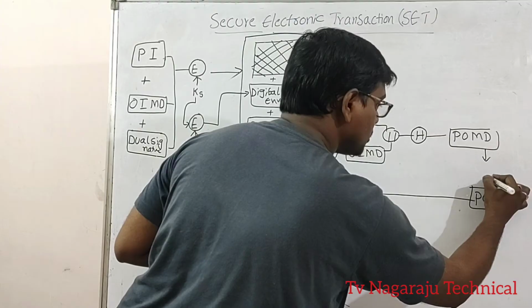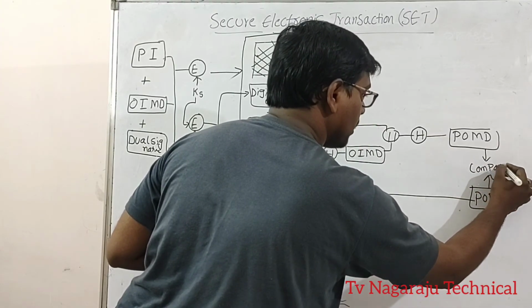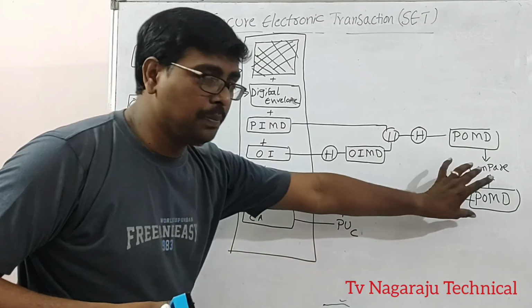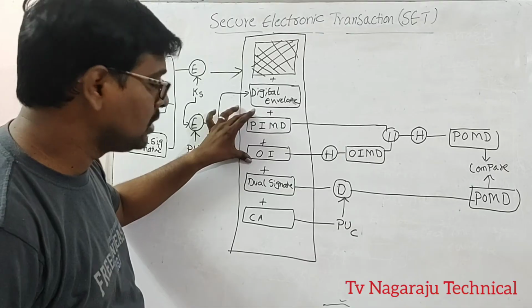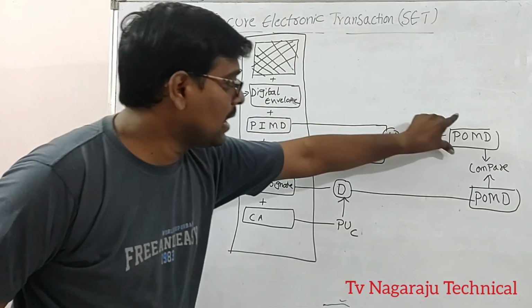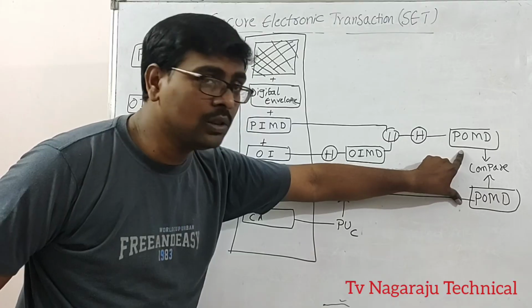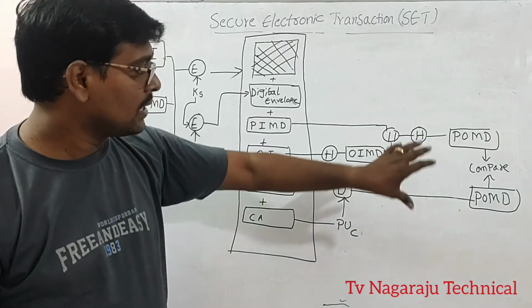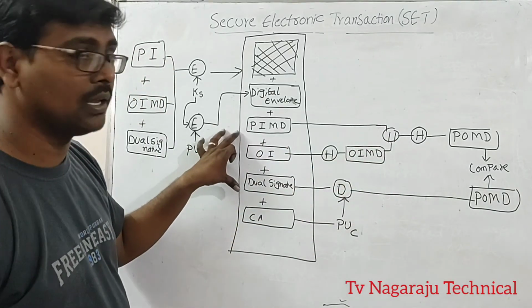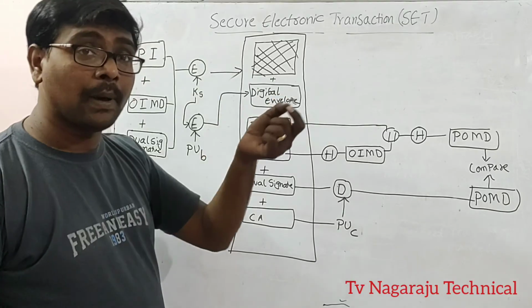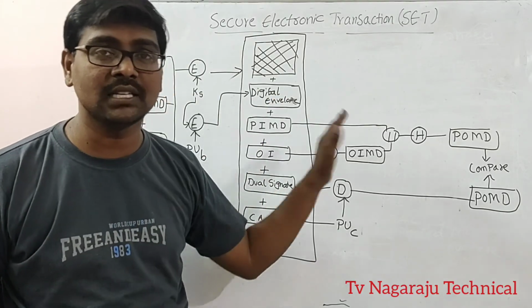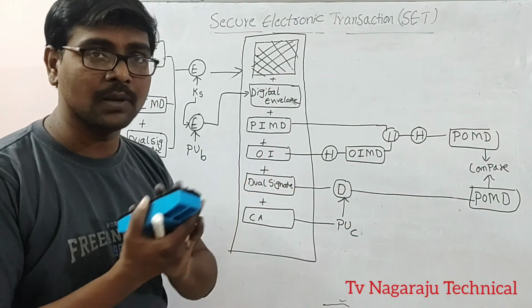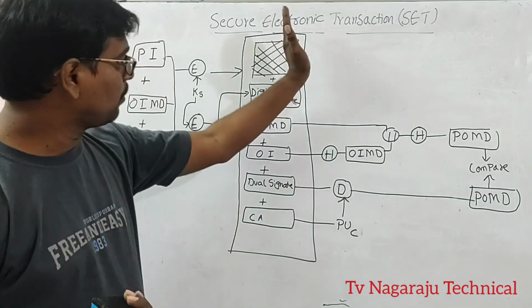Compare these two. I think you understand. Whatever dual signature I received, from that I generate POMD, and I received individual OI and PIMD, from which I am creating the POMD. If both are the same, the integrity of the data is maintained. Yes or no? That is, the merchant receives the correct thing. The merchant receives, that is, purchase request validation is completed. My second step is completed. Clear the point?